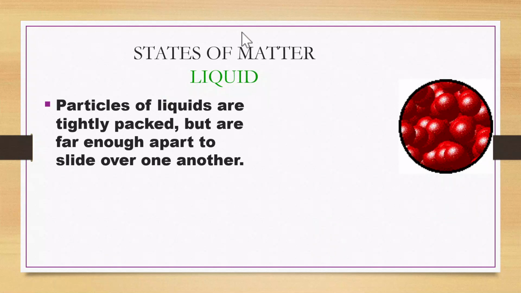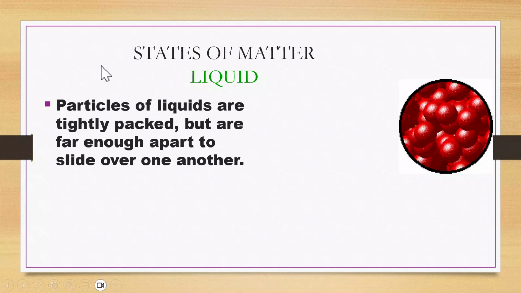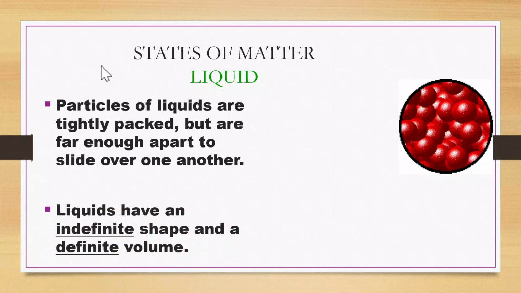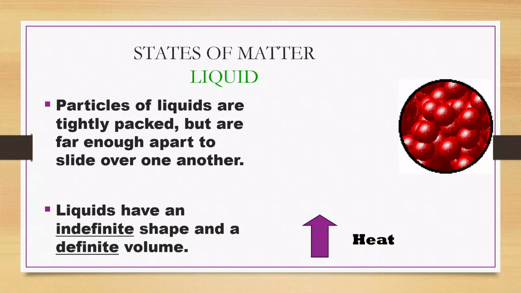When matter is at a liquid state, particles are still tightly packed, but far enough apart to slide over one another. Liquids have an indefinite shape and a definite volume. When heat is applied to a liquid, it goes from a liquid to a gas.